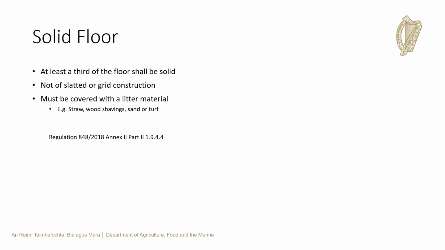At least a third of the floor shall be solid, and by that it means not of slatted or grid construction, and it must also be covered with a litter material such as straw, wood shavings, sand or turf. And again, that comes from 848.